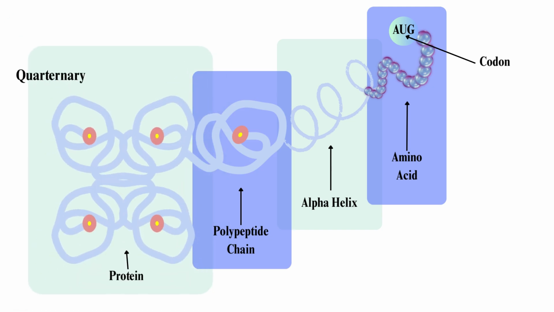Quaternary structure. This level applies to proteins composed of multiple polypeptide chains, in other words subunits. It describes the spatial arrangement of interactions between the subunits to form a functional complex. Examples of proteins with quaternary structure include hemoglobin, composed of four subunits, and DNA polymerase.